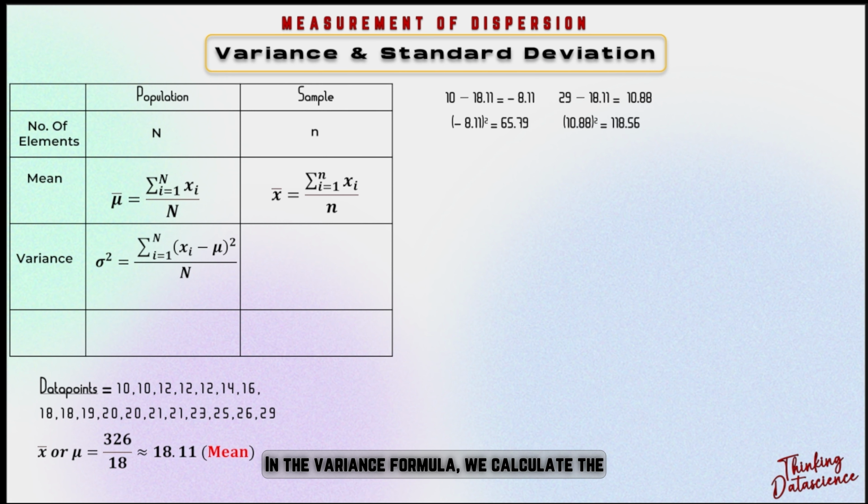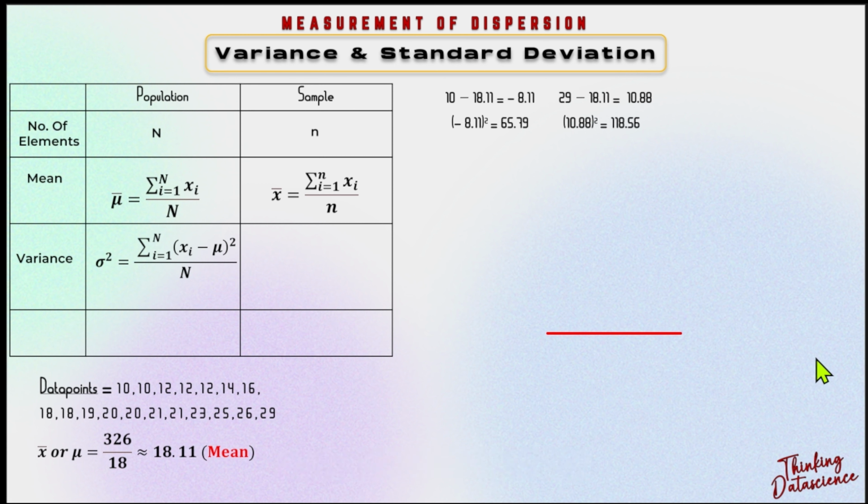In the variance formula, we calculate the difference between each data point and the mean. We then square the difference, which will always result in a positive value. So when we square the distance, the result is an area. Let me demonstrate this. When we measure a distance of 10.88 units, we simply state it as 10.88 units.